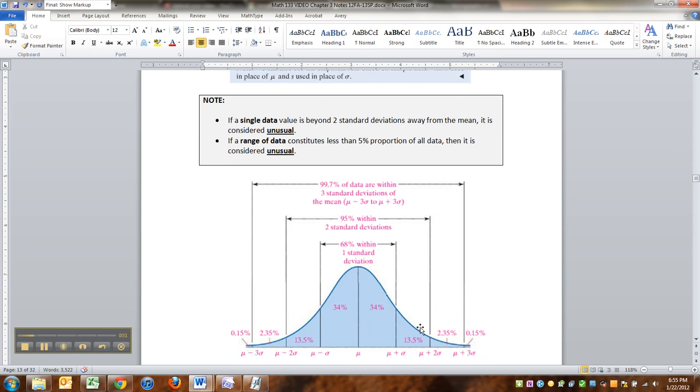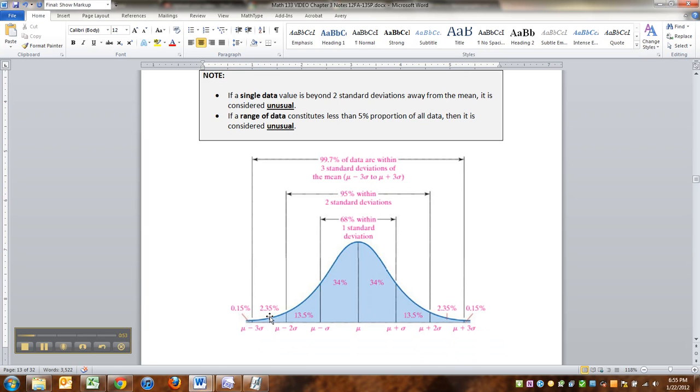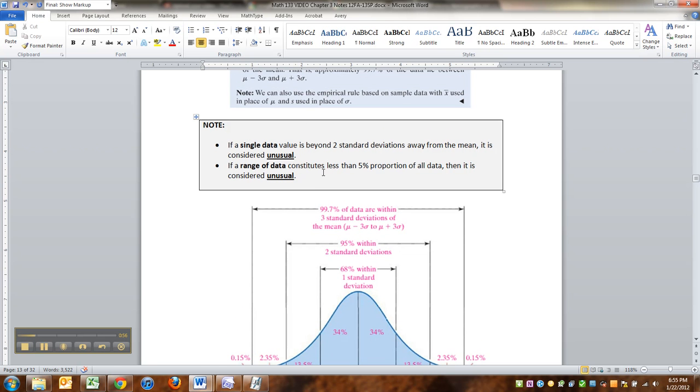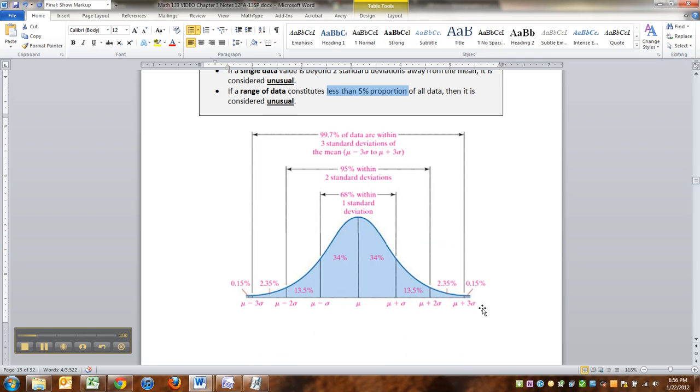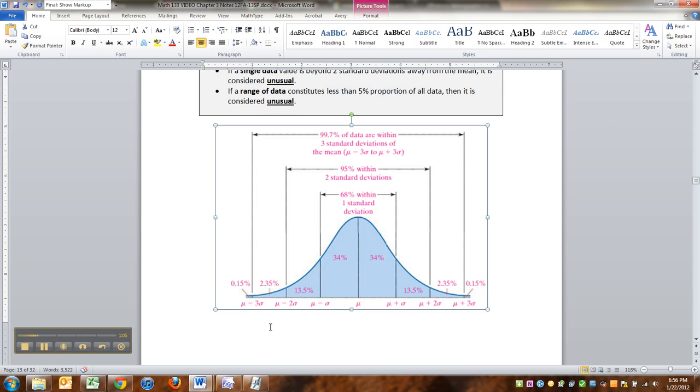For our class, anything that's beyond 2 standard deviations is considered unusual, which would be less than 5%. So if it's got less than 5%, over here on the right, and/or over here on the left, past 2 standard deviations, that's unusual.